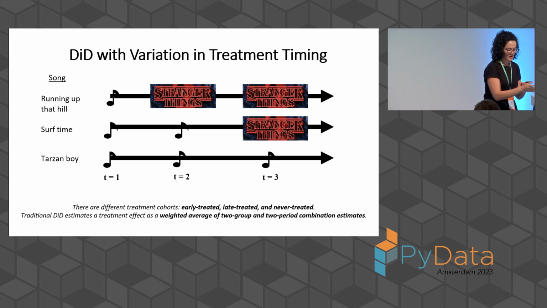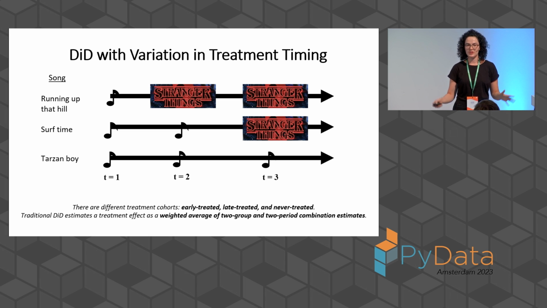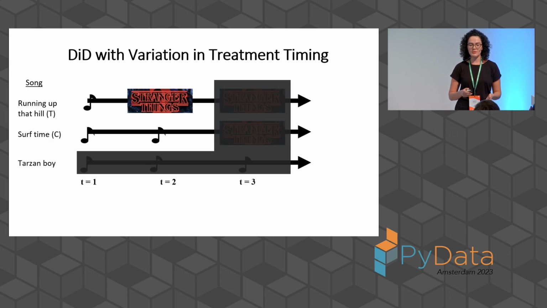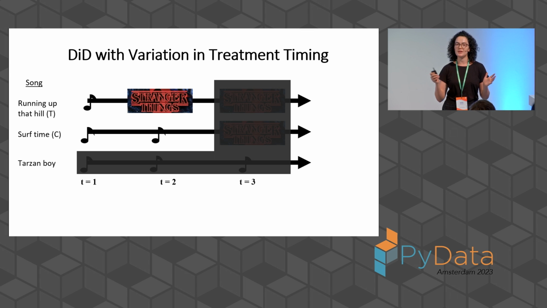But I hope this is the kind of situation we have. How do we go about estimating the treatment effect? As I said, it is 2 by 2. So the DID estimator will look at the 2 by 2 combinations where there's some sort of a status change in terms of the treatment status.